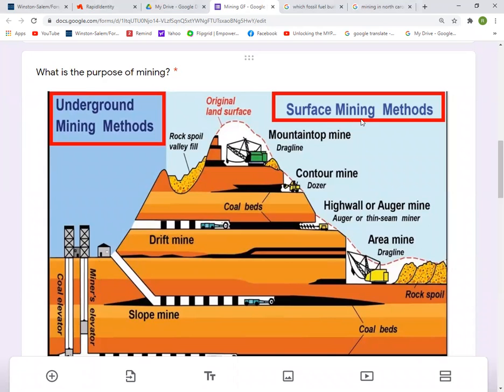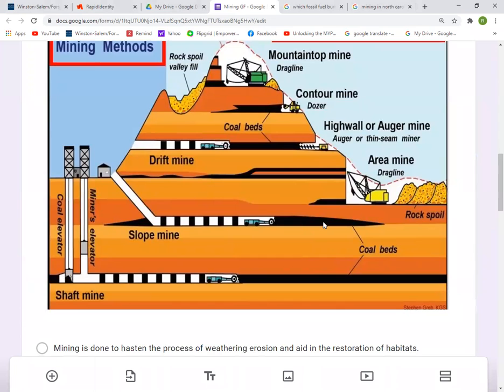Surface mining methods include mountaintop mining, which is very common in coal mining, especially in the Appalachian Mountains. So they actually remove the peak of the mountain in order to expose the coal that is inside the mountain. We also have the contour mine, highway or auger mine, area mine, and open pit mine. So those are all examples of surface mining methods. We'll be learning more about the different mining methods when we discuss further.